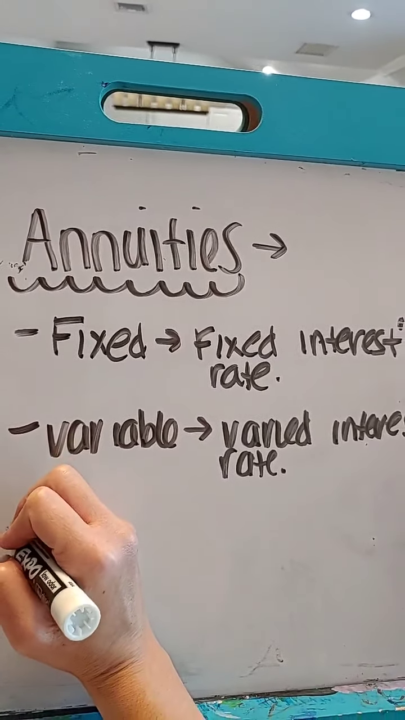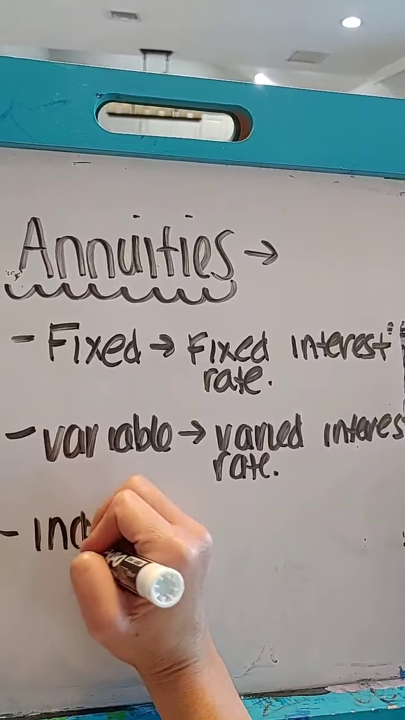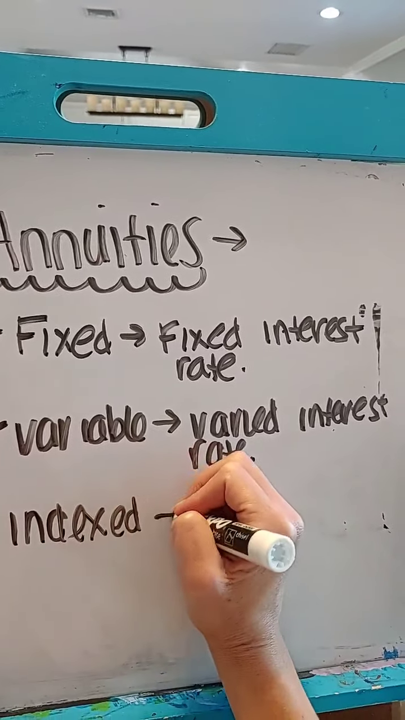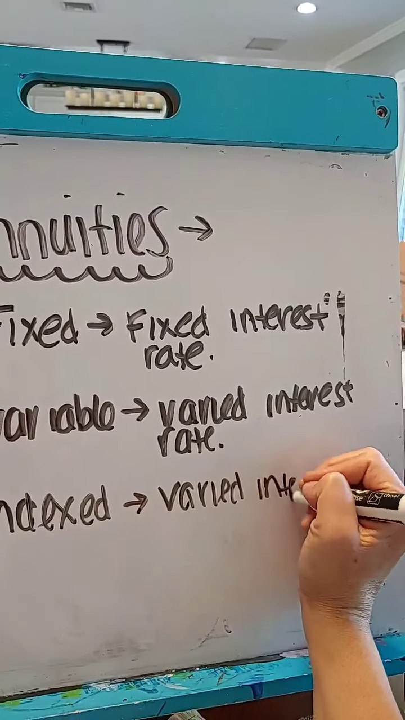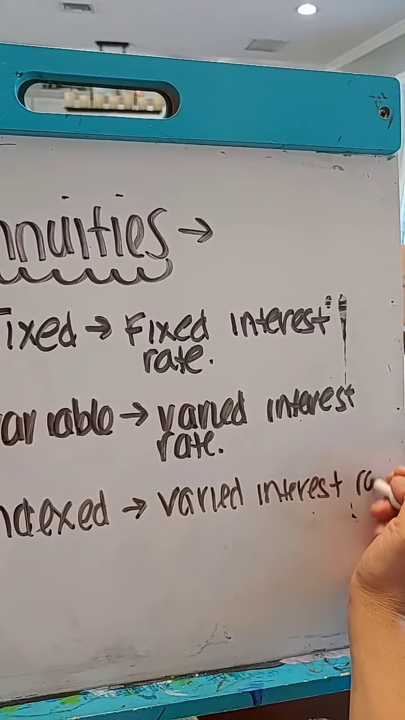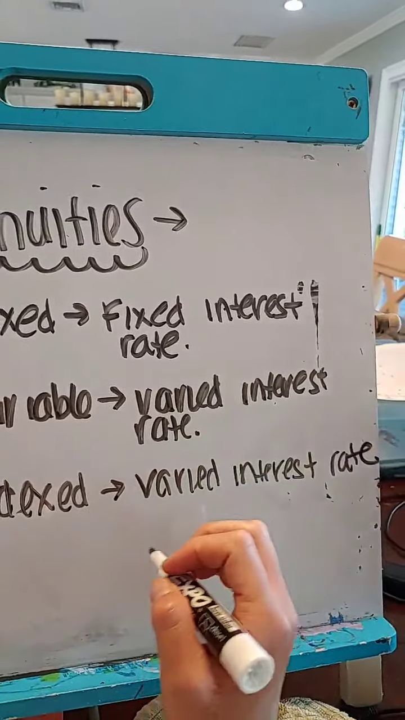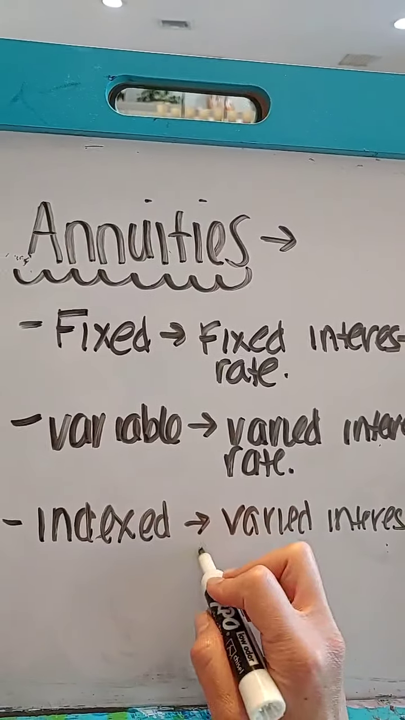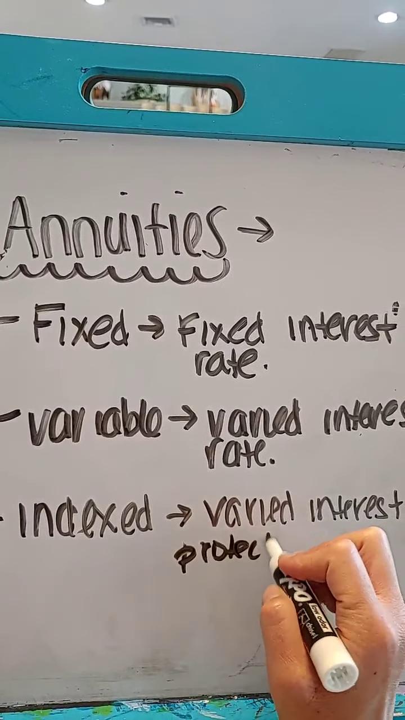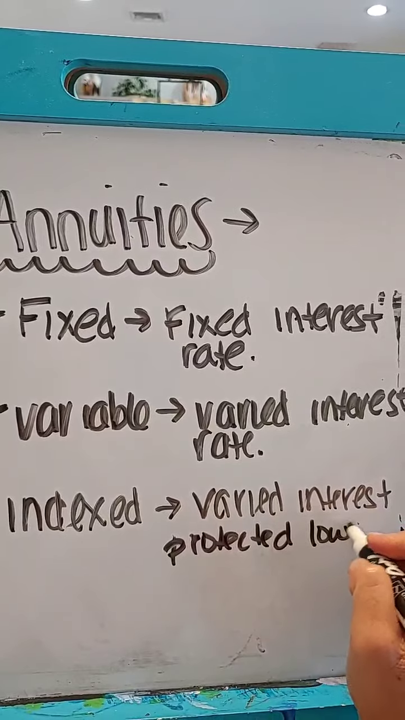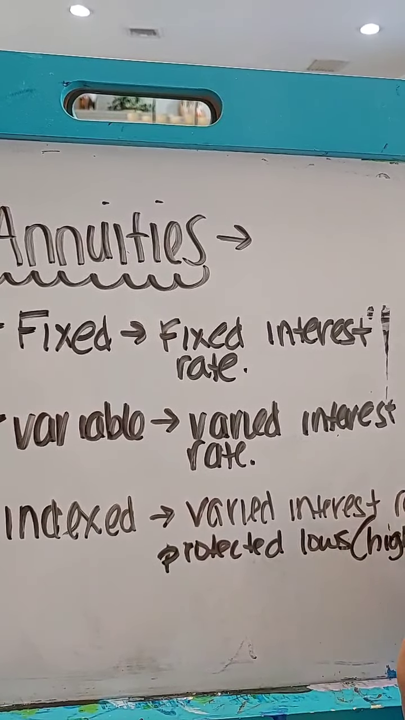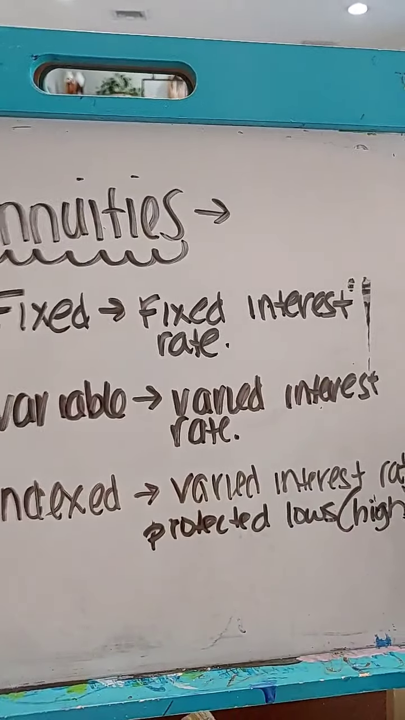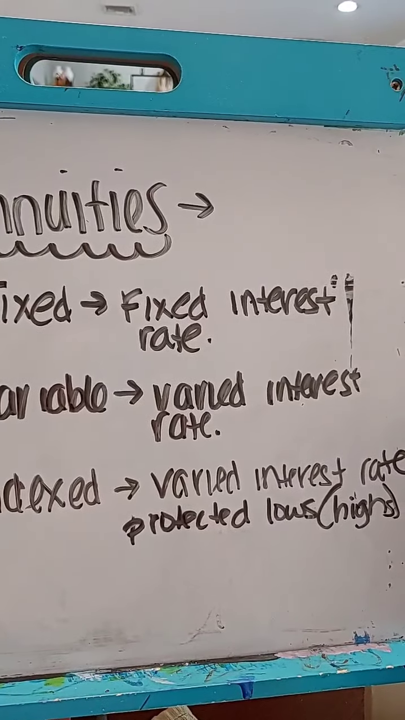And then you have another one, which is your indexed annuity. And that one has a varied interest rate too. But the difference is you have some protection against the lows. So you're protected against those lows in the market, but in return, you're also protected against the highs, which you don't really want to be protected against because you want the return when the markets are high.